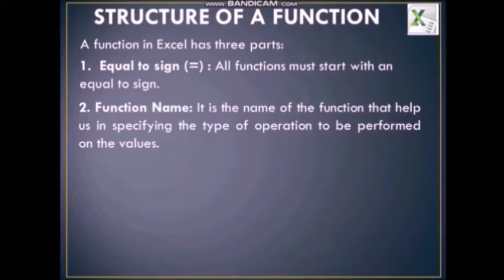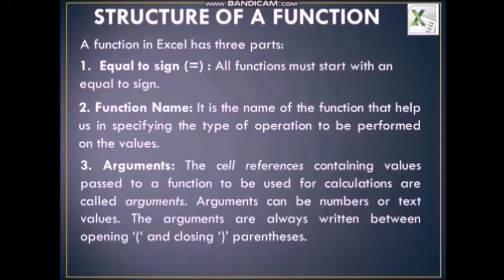Next, the third one is the arguments. What are arguments? The cell references containing values passed to a function to be used for calculations are called arguments. Arguments are the cell references, cell addresses. Arguments can be numbers or text values. The arguments are always written between opening and closing parentheses. Parenthesis means brackets. So they must be written within this opening and closing parentheses.